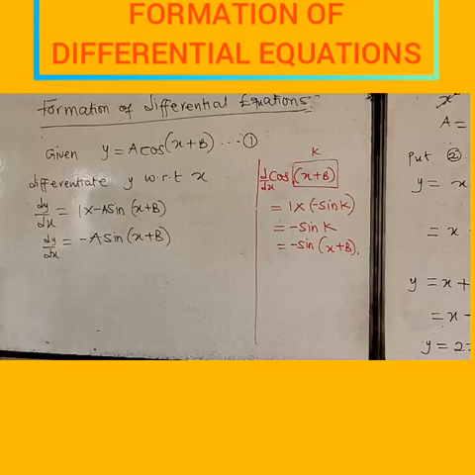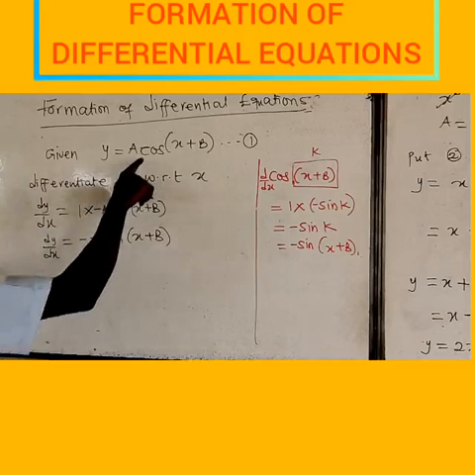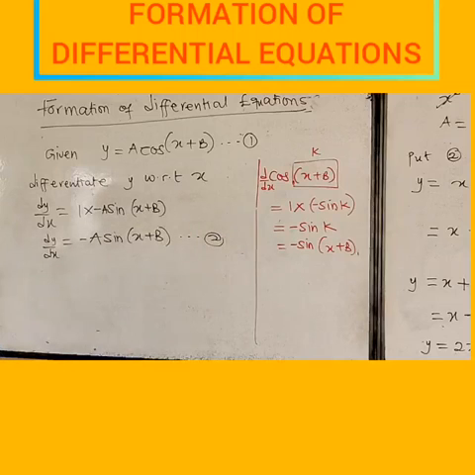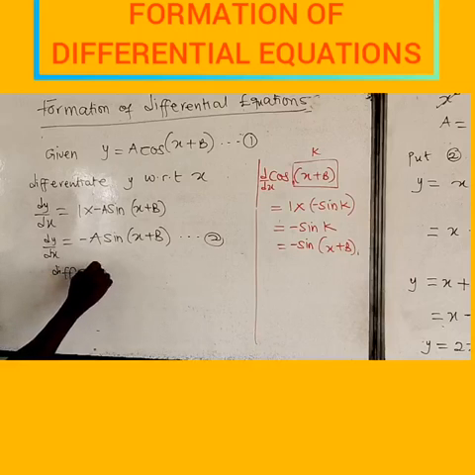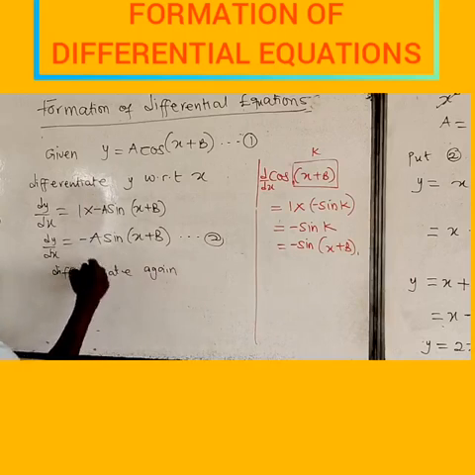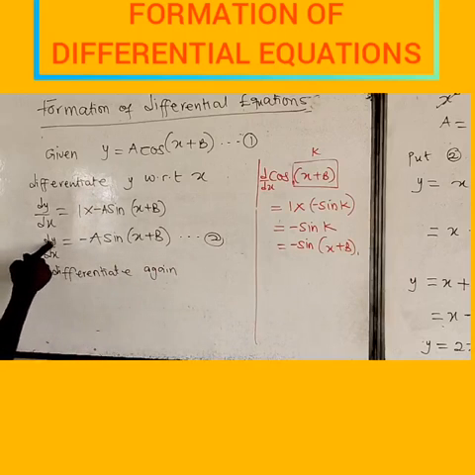Secondly, we have to differentiate again because we had 2 arbitrary constants. So this can be our equation 2, and we will differentiate equation 2 again, because we have to differentiate the equation 2 times. So we differentiate again with respect to x. We are going to get the second derivative here.